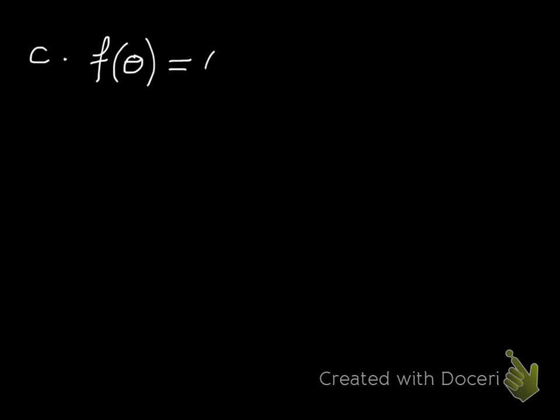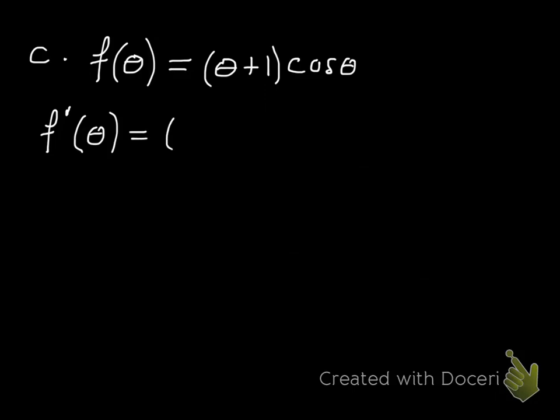Let's look at C. F of theta is theta plus 1 times the cosine theta. So when we take the derivative, it's the derivative of the first, so theta plus 1, the derivative of theta will be just 1. Derivative of the 1 will be 0, so it's just 1 there. And then times the second function, cosine theta, plus the first function, theta plus 1, times the derivative of the second. Derivative of the cosine is negative sine.